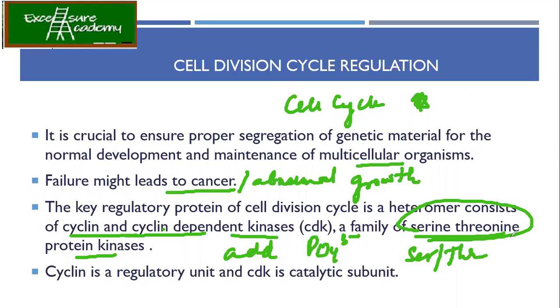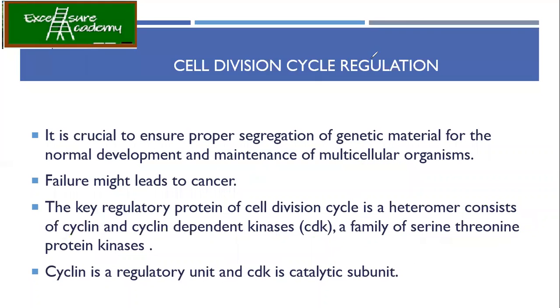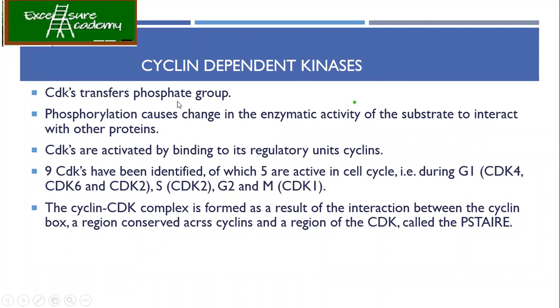So the protein or substrate undergoing phosphorylation will be phosphorylated only at serine or threonine, since they have the OH group present. Cyclin is the regulatory unit and CDK is the catalytic subunit. CDKs transfer the phosphate group. As I already mentioned, kinases add the phosphate group. Phosphorylation causes a change in the enzymatic activity of the substrate and its interaction with other proteins.